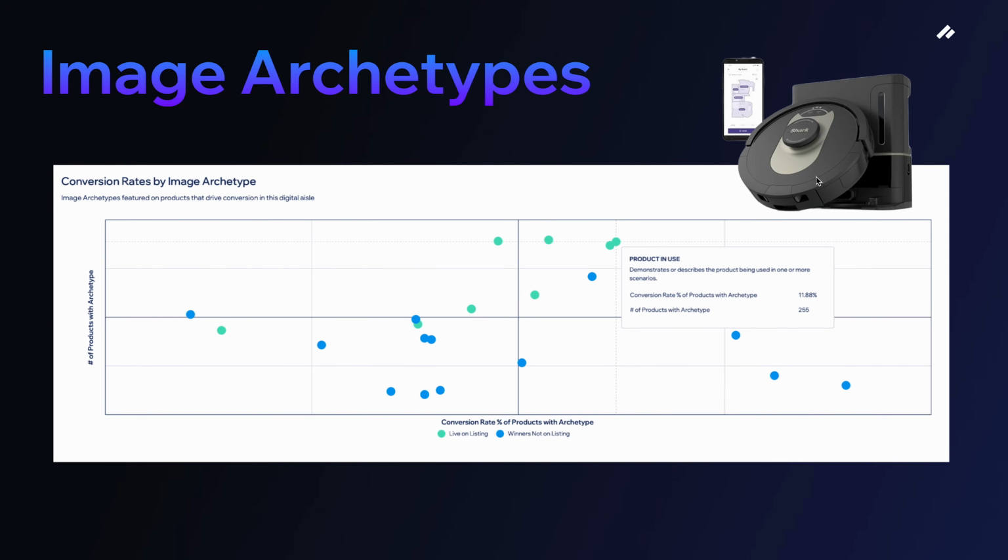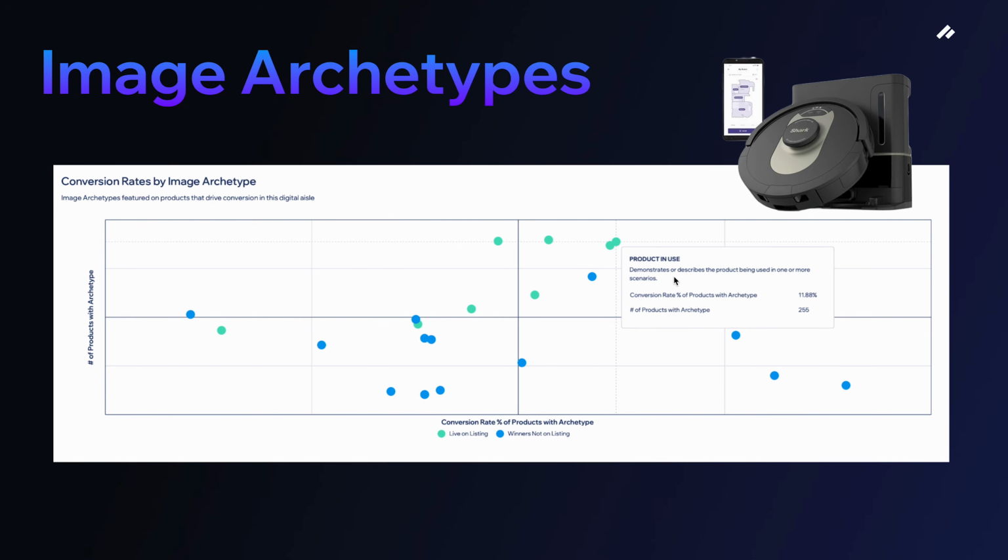For the robot vacuum category, we see that the product in use image archetype is one that's very interesting. The reason we picked this one out is because we pair it with our market share data in the content brief, and we identify that it has a relatively high conversion rate, as seen by the placement on the graph. It's further to the right. And we also see that it's very common across the digital shelf, across the competitive set. And we see that by its relatively high placement.